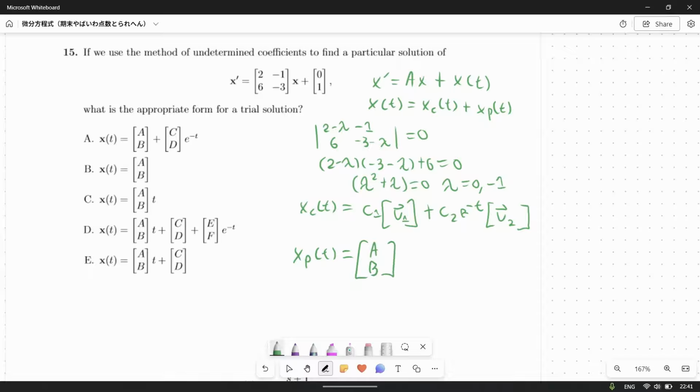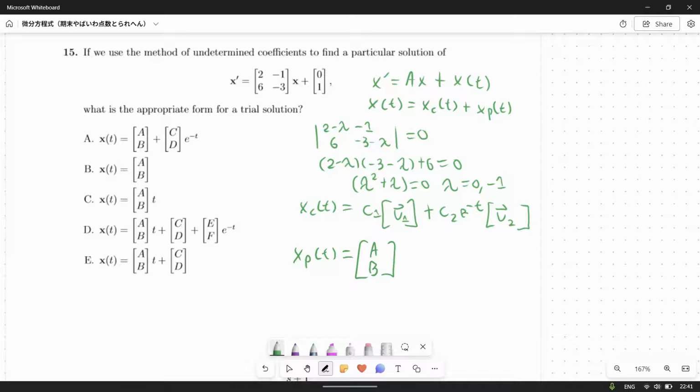And the reason why my guess looks like this is because focusing on the inhomogeneous part of our system here, you can see that we just have a constant vector because it's just 0 and 1. And so similar to the case of method of undetermined coefficients for a single differential equation, when you see a constant term in your inhomogeneous part, your guess is also just going to be a constant. But in this case, we're dealing with a vector instead of a scalar, so we're going to end up with multiple terms. So I put a and b there because there's two constants here. So that's why my guess looks like that.